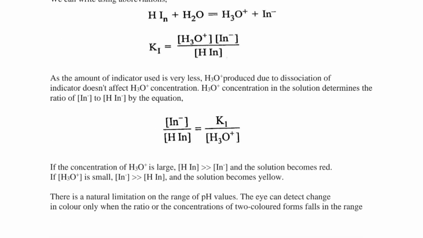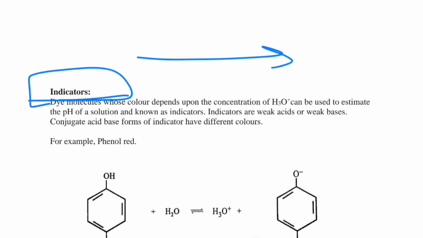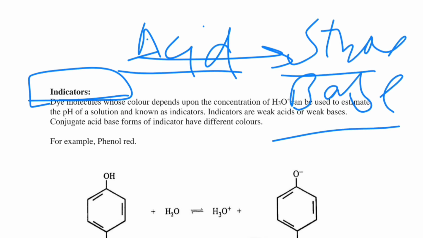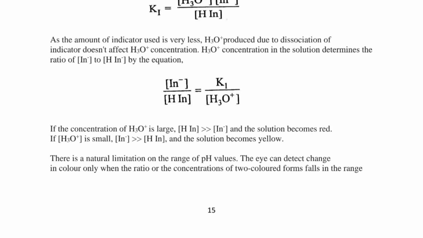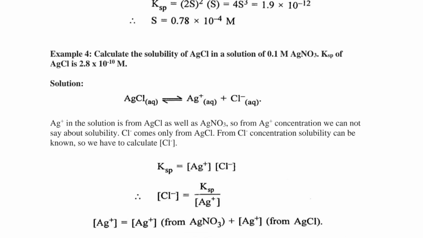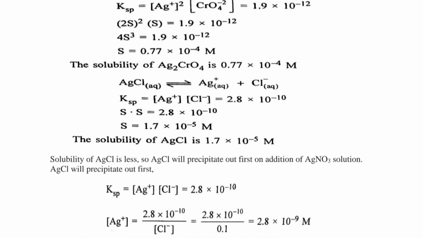Indicators I think are not involved, but just find out how indicators behave and what colors they give, going from a weak acid towards a strong base. Remember what happens when we add base or acid, and what effect indicators show. These are some examples related to solubility. So scroll down.